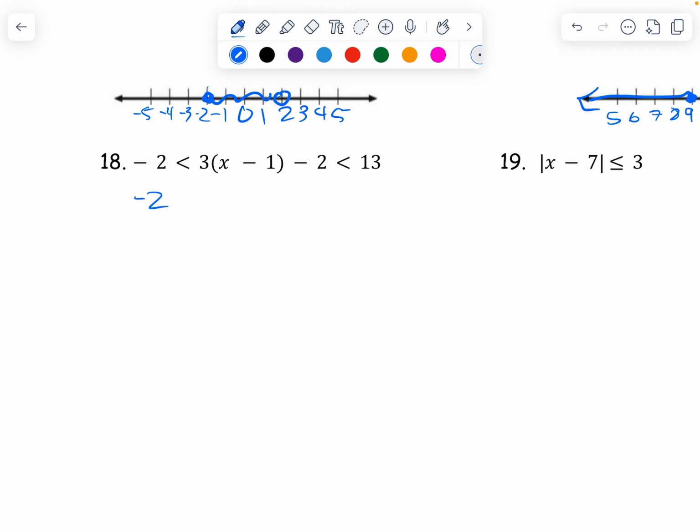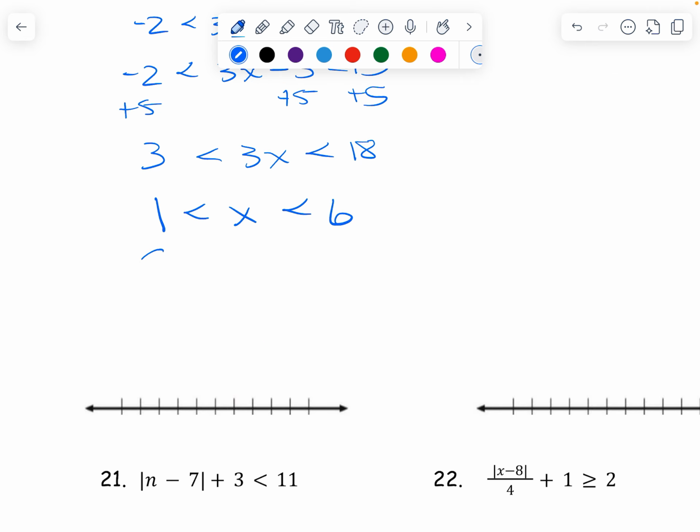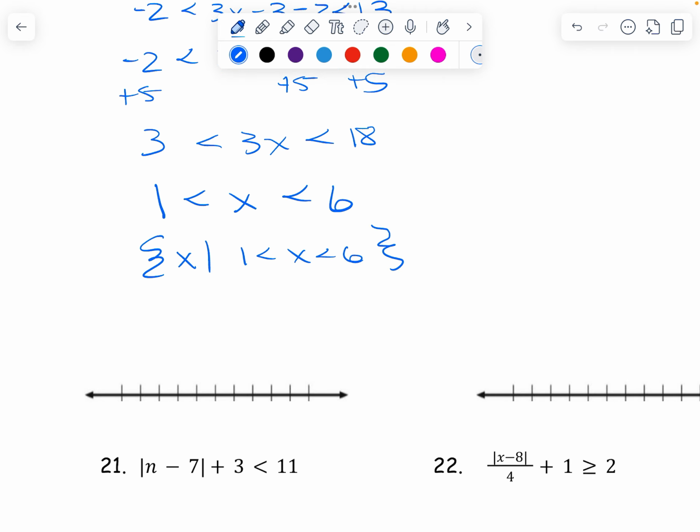So I'm going to 3x minus 3 minus 2 less than 13. Negative 2 is less than 3x minus 5. Add 5. And I get 3 is less than 3x, which is less than 18. So 1 is less than x, which is less than 6. So set builder. Oops. Interval.